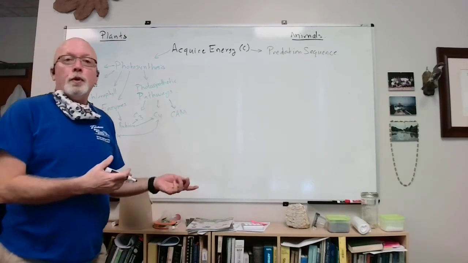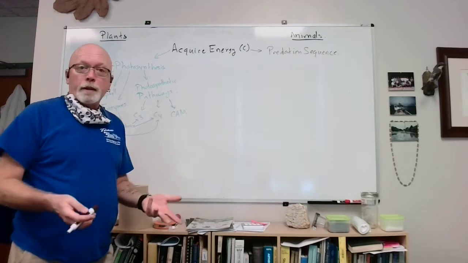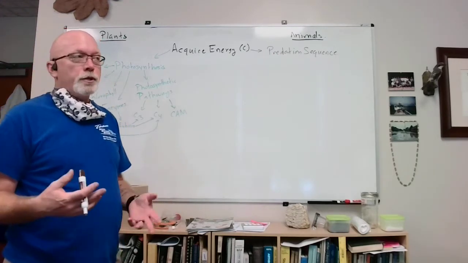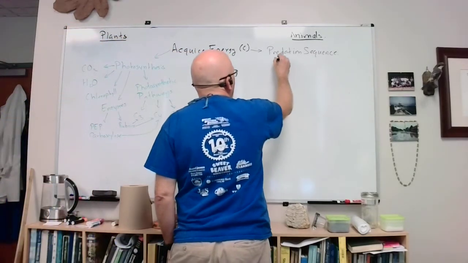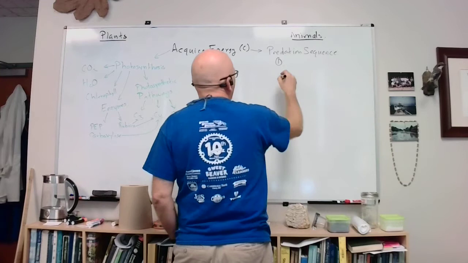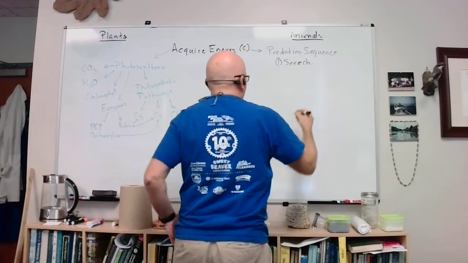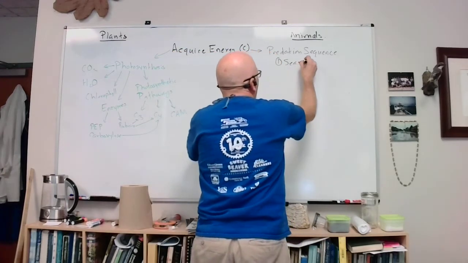But you could also think about this from the same perspective if an animal is out seeking plants to eat as well. It's just that plants have a different set of counter adaptations than animals do. So in the predation sequence, there's a search phase. You have to find the prey. You have to find the food that you're looking for.